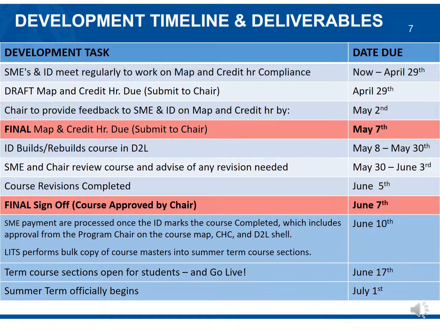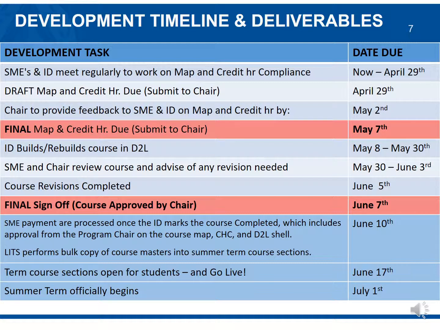Next, the ID is going to build or redevelop the course in D2L from May 8th through May 30th. And then on May 30th, the SME and the chair will review the course and advise of any revisions needed by June 3rd. Any course revisions that are necessary will be completed by June 5th, and the final sign-off and course approval by the chair is due on June 7th.